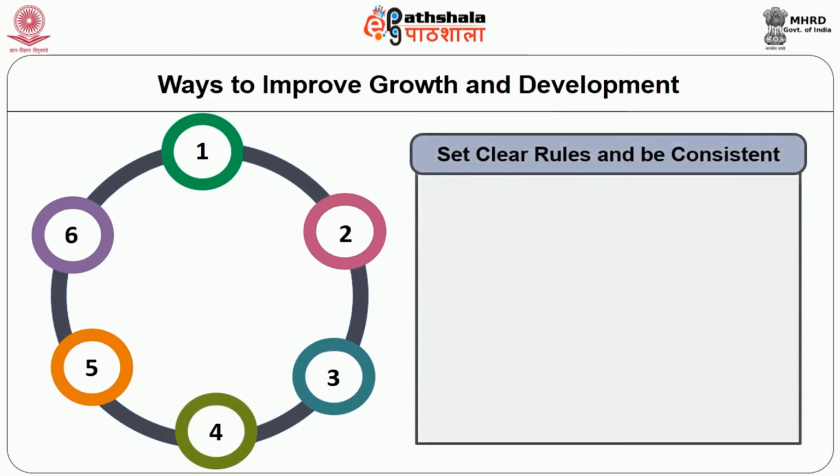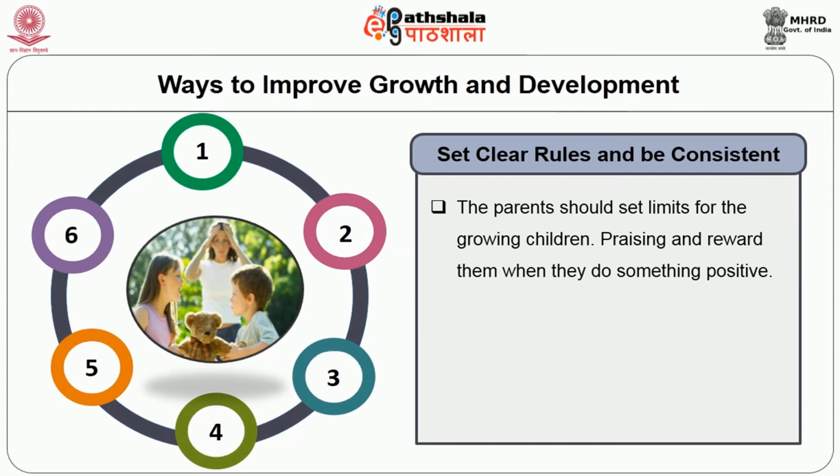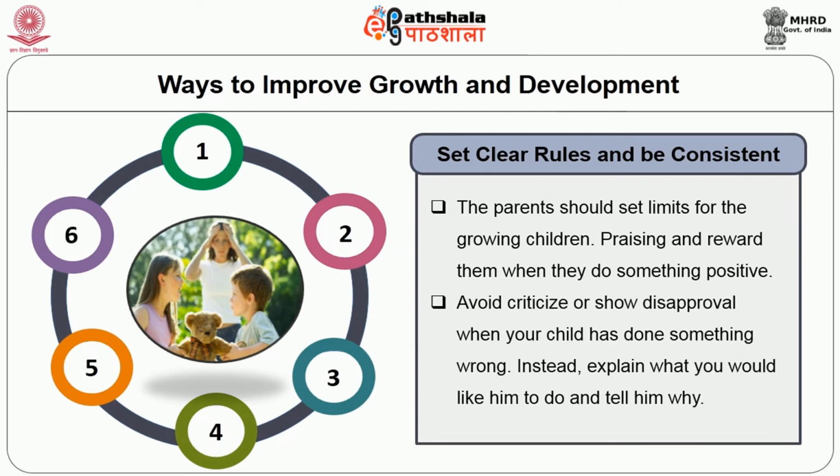The next factor is to set clear rules and be consistent. The parents should set limits for the growing children, praising and rewarding them when they do something positive, motivating them. Avoid criticizing and showing disapproval when your child has done something wrong. Don't criticize them. Instead, you can explain what you expect from them, and tell him why you expect those things from him. It will help the children to learn the good things.